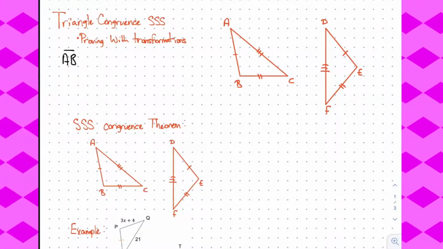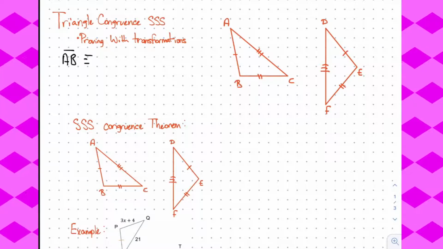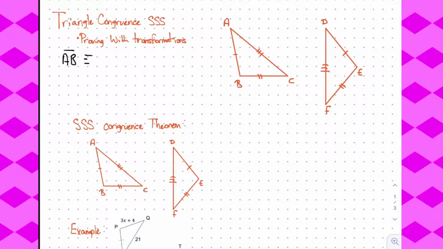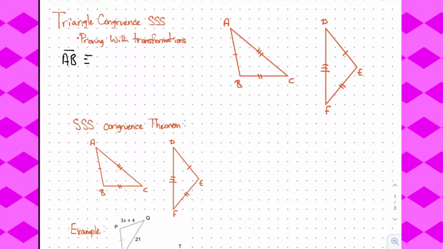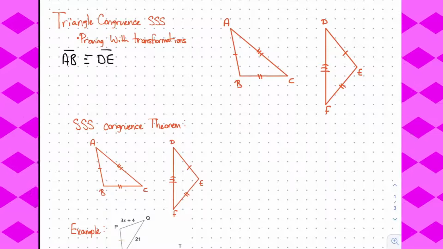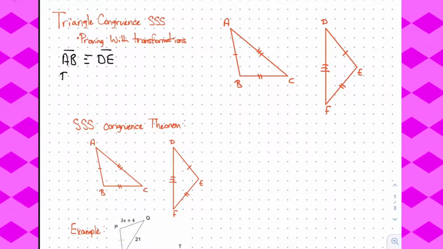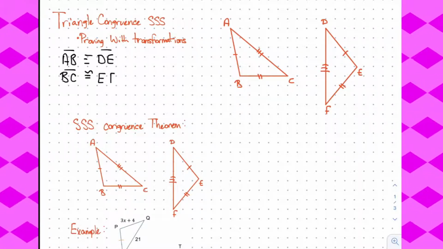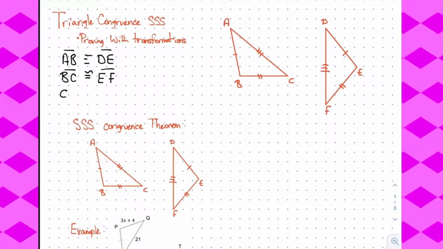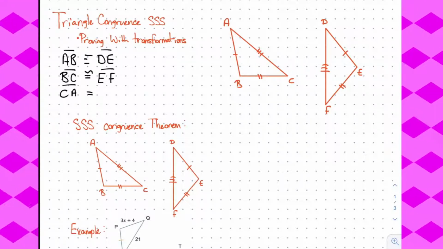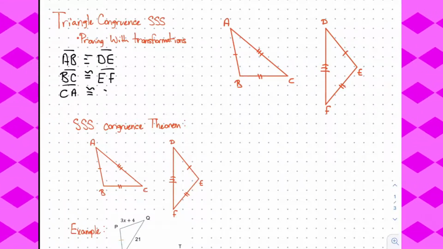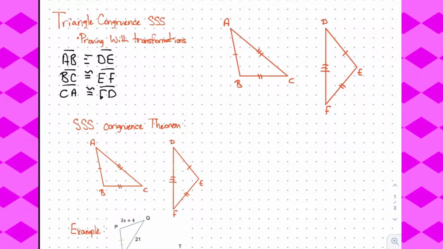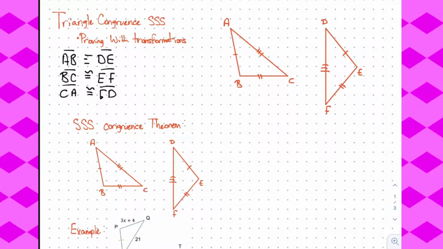AB is congruent to DE. We know they're congruent because they each have that one tick mark. Moving down the line, BC is congruent to EF, and then CA is congruent to FD. Right, so that's what we're given as congruent. Now let's use some transformations.